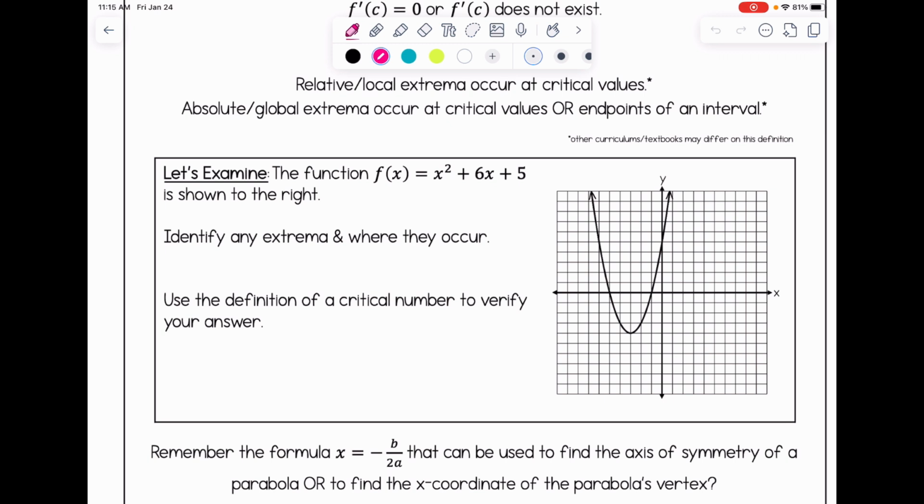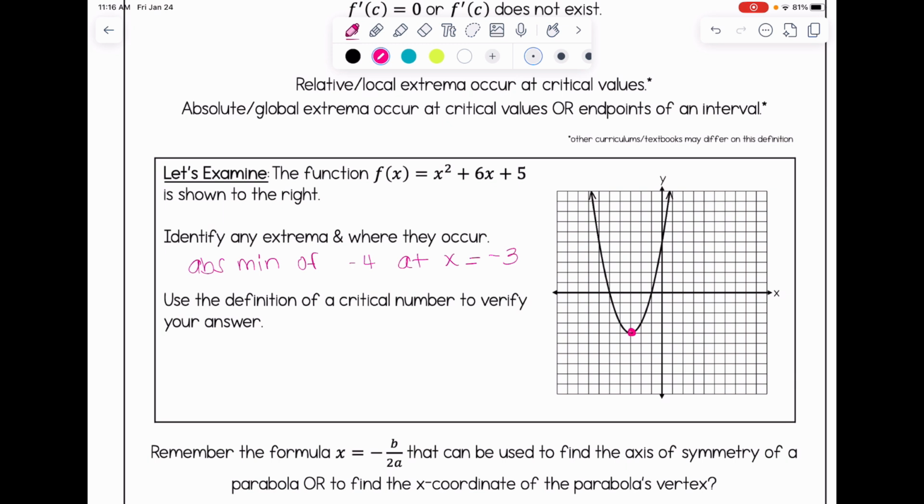So if I were asked here, identify any extrema and where they occur, I can definitely see that I have an absolute minimum of -4 that occurs at x equals -3. Now it says use the definition of a critical number to verify our answer.